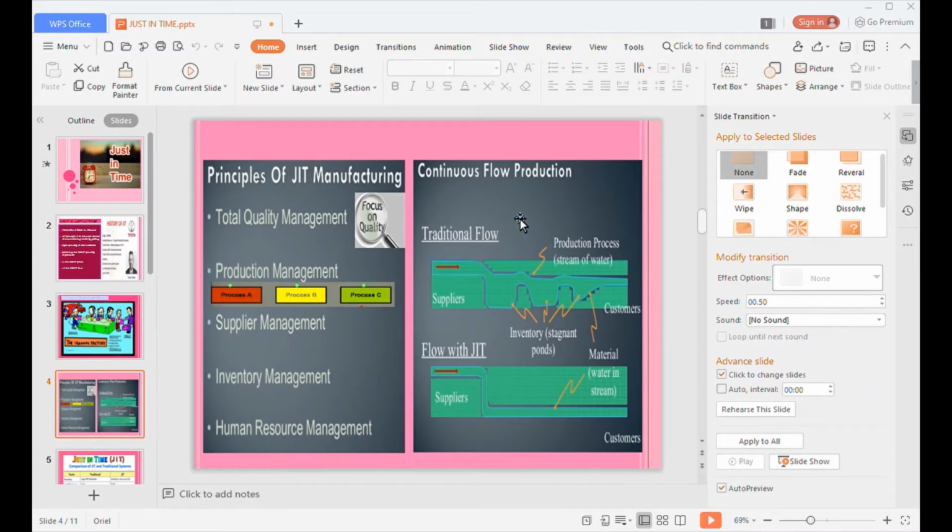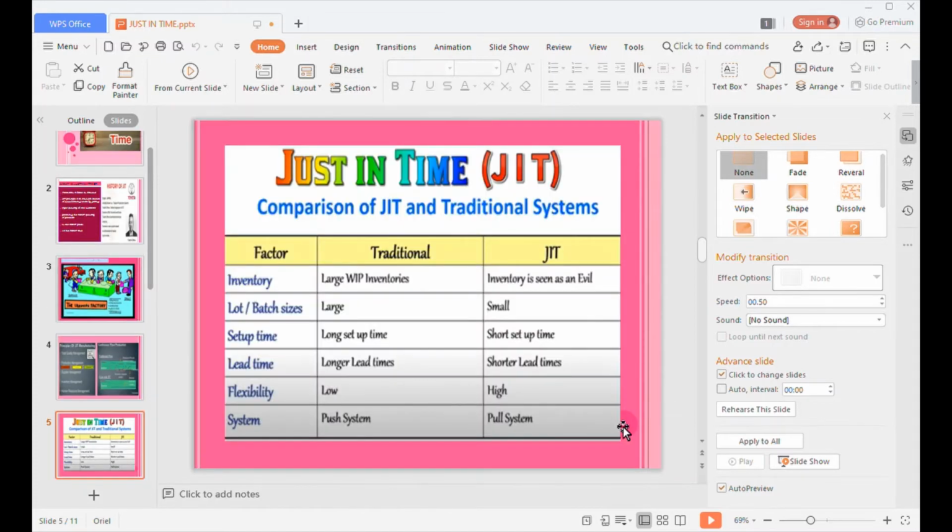Okay, so this is the continuous flow of production, as shown here in the traditional flow from supplier to production to warehouse and to customer. Okay, just in time, from suppliers, production to customers. Just in time comparison with the traditional production system. Inventory is large in the traditional because we produce products and then store them in the warehouse and wait for sales. Okay, and inventory is really an evil.